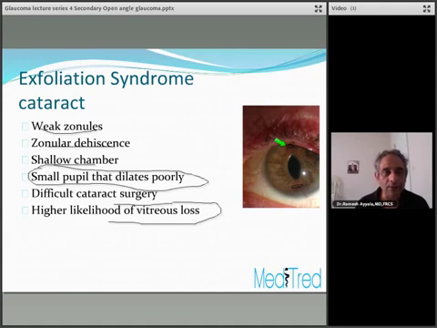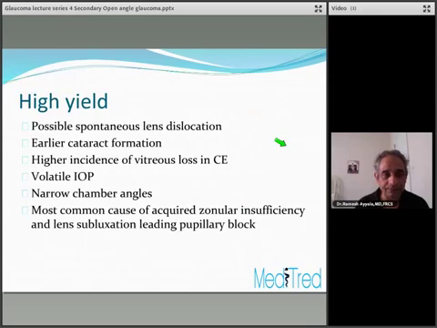Sufficient for you to know that these cataracts are difficult and they're associated with weak zonules, and zonular dehiscence is to be expected in these patients, and also that the pupil does not dilate properly. Some of these points are frequently asked in your boards.